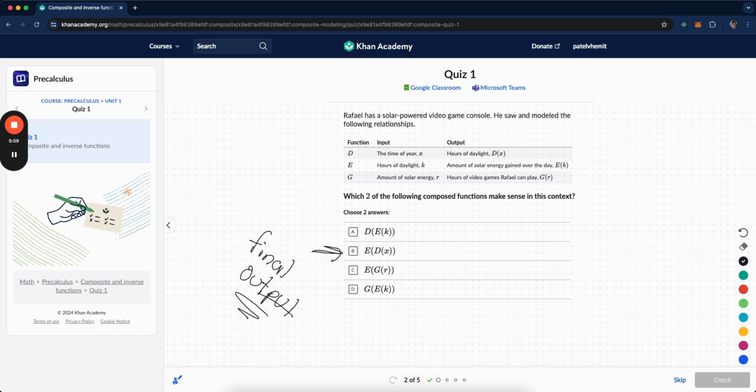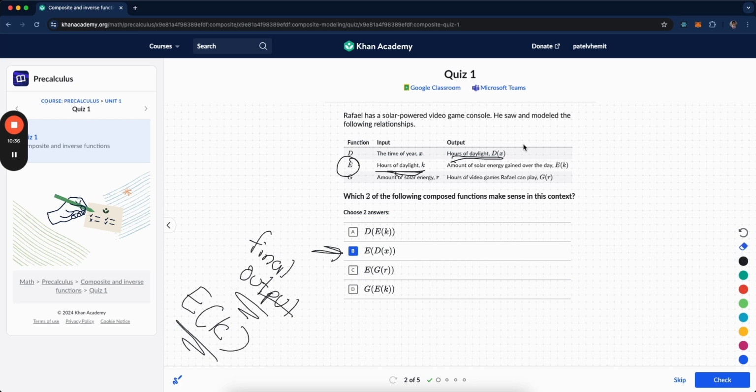The final output is going to be the amount of energy gained over the day, E of K, if you want to see the variable form. The input is D of X, which is hours of daylight. Now this makes sense because the output of function D becomes the input of function E, and the output for function D is hours of daylight, and the input for function E is hours of daylight too. So function B would make sense.